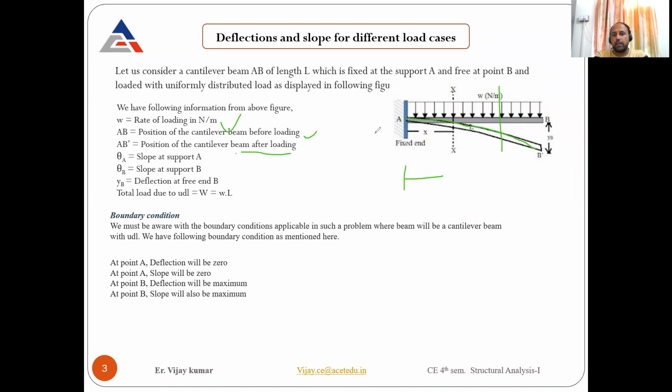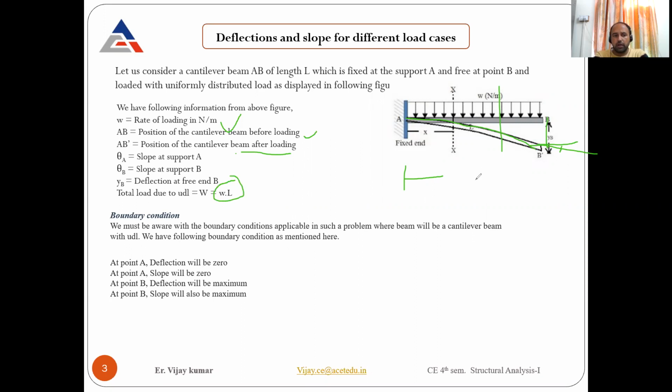Theta A is the slope at A, and theta B is the slope at B. At this end, if you extend a tangent like this one and make a horizontal with it, this angle is your theta B. YB is the deflection at the free end, B. The total load due to the UDL, if you convert it into a point load, will be W equals small w into L, where small w is the intensity of load of the UDL. So you can convert it into a point load also.